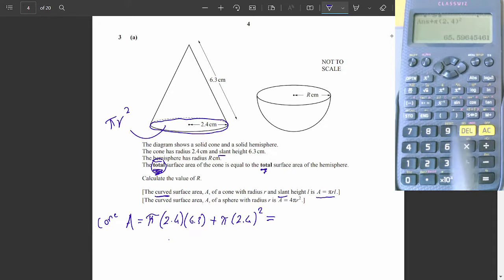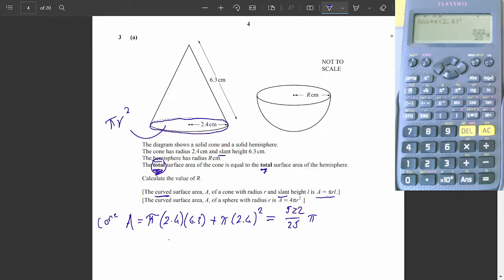Now we can write this answer, 65.59645, as long as you don't round it yet. We only round at the end. For me, the most accurate answer is this one in pi form, 522 over 25 pi. That is just the most accurate unrounded answer, so we have the best answer in the end. So we've got the cone.